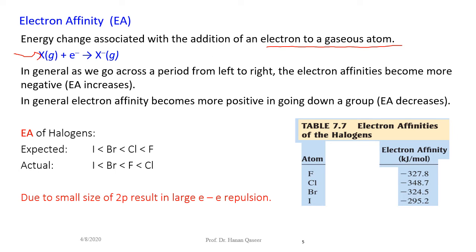In general, as we go across the period from left to right, electron affinity increases or becomes more negative.